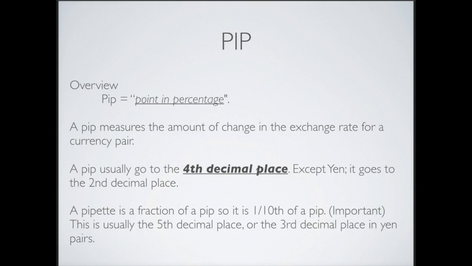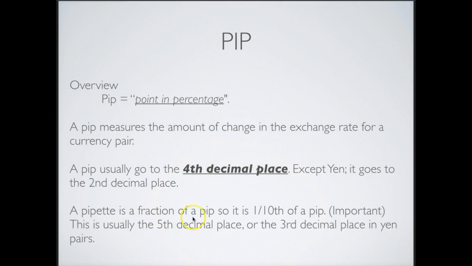What is a pip? Pip stands for point in percentage. A pip measures the amount of change in the exchange rate for a currency pair. Remember that a pip usually goes to the fourth decimal place, except the yen, which goes to the second. So the fourth decimal place is a pip.